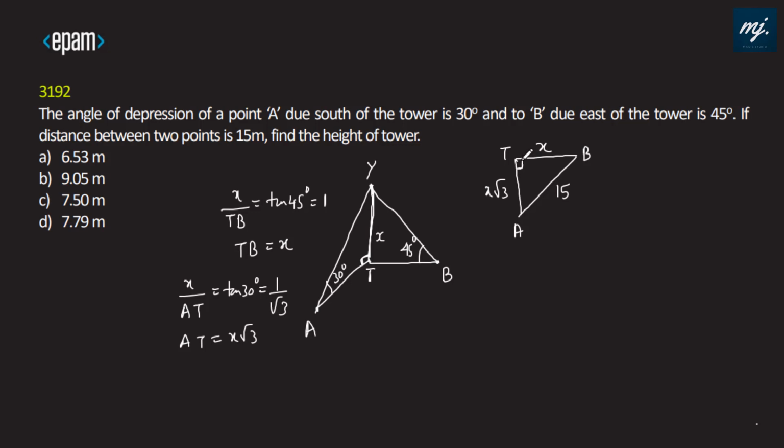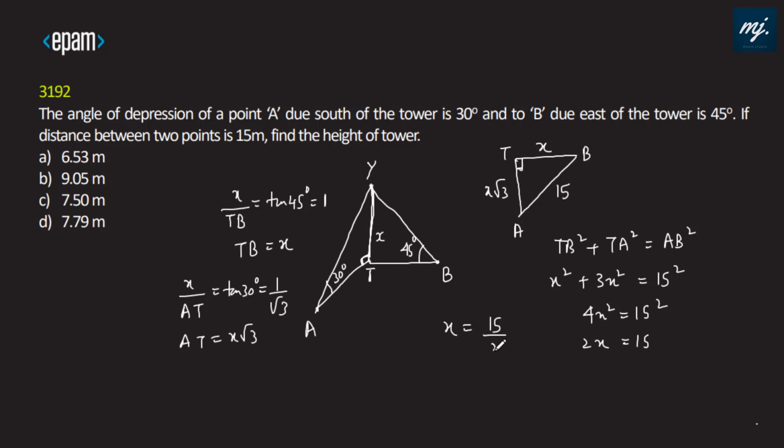Now we know that this is again a right angle triangle, and here the Pythagoras theorem will fit in. That is TB square plus TA square equals AB square. So x square plus x root 3 whole square would be 3x square, that is 15 square. So 4x square is 15 square. If I take the square root on both sides, 2x equals 15, so the height of the tower, that is x, is 15 by 2, 7.5 meters. Do we have this? Yes, in option C.